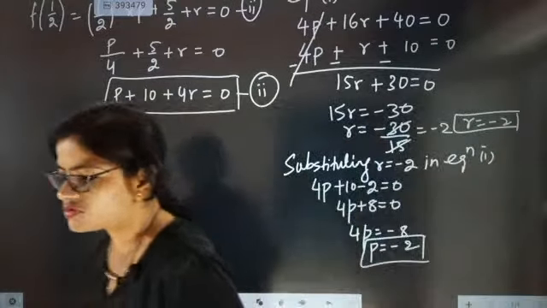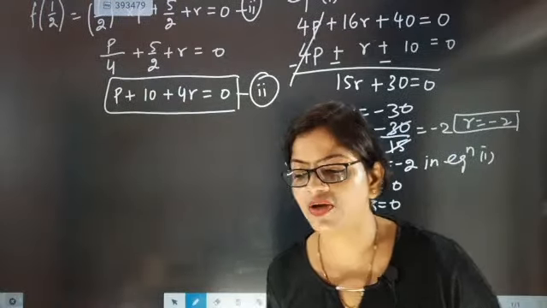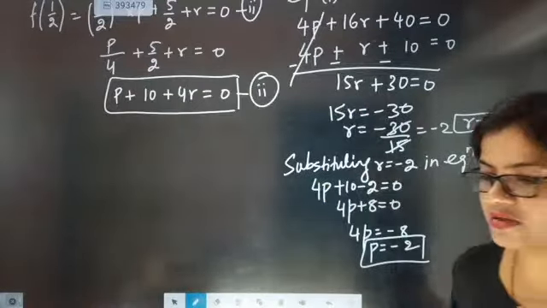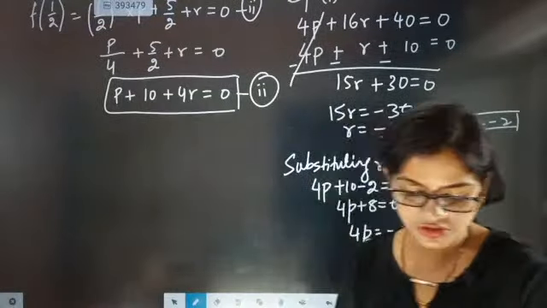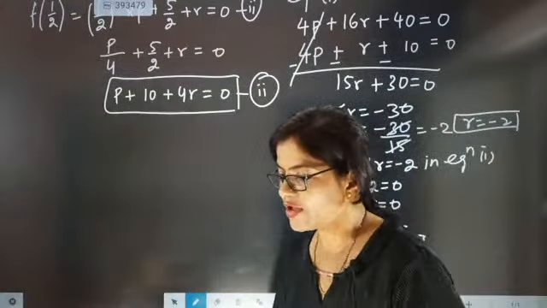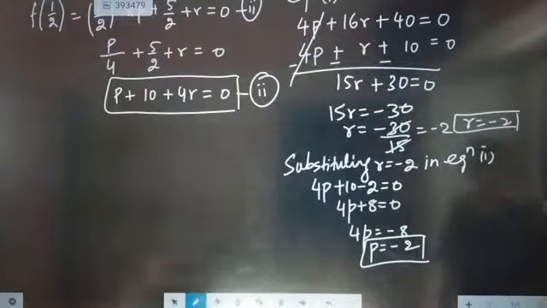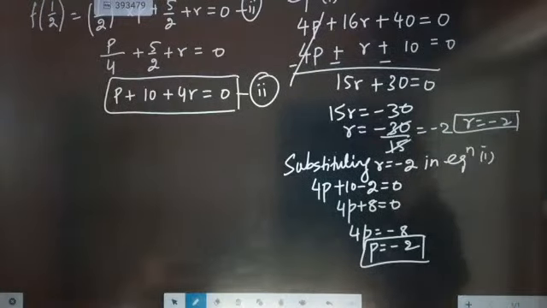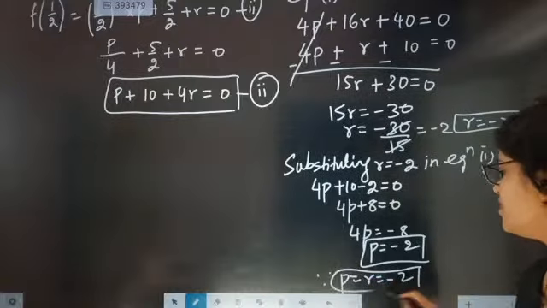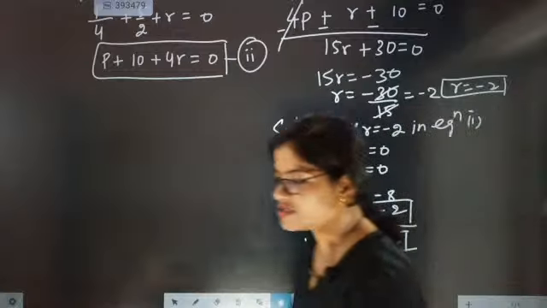Since p and r both values are the same here, that means we have understood one thing, that p will be equal to r. I hope you have understood this one. Yes, you have to prove here p equal to r. So here p is coming as minus 2, r is also coming as minus 2. So p will be equal to r will be equal to minus 2. It's proved. P is exactly equal to r.